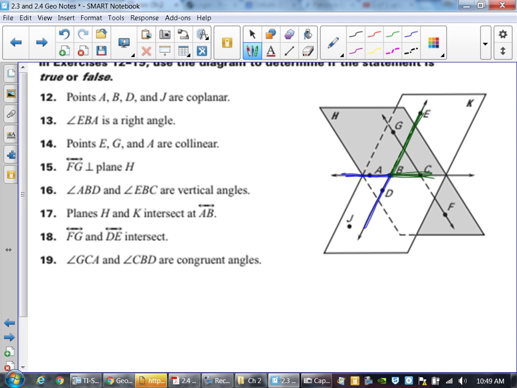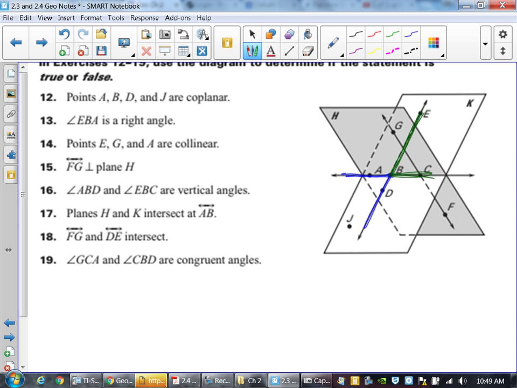Is that true or false? True. Planes H and K intersect at line AB. True or false? I think it's true. False. Why is it false? Because what? How many points do you need for a line? Two. So is it true or false? It's true. I said true. It's true, guys. It's true.